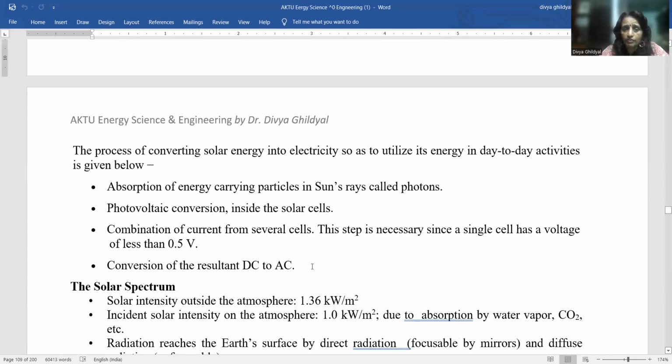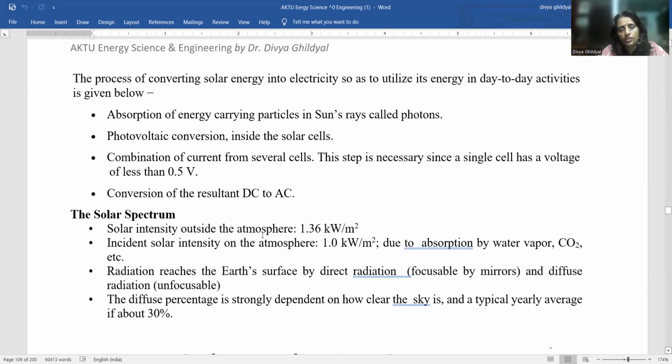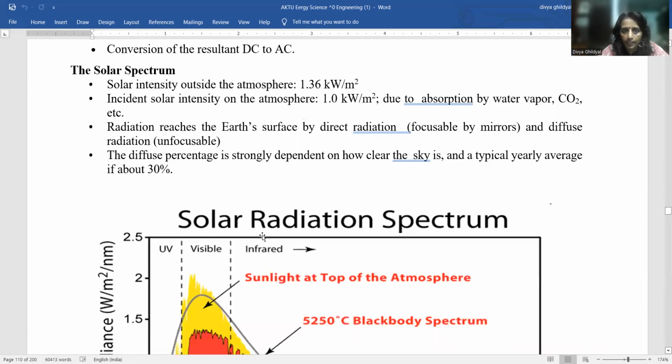The process of converting solar energy into electricity so as to utilize its energy in day-to-day activities involves: absorption of energy-carrying particles in the sun's rays, photovoltaic conversion inside the solar cell, combination of current from several cells, and conversion of direct current to alternating current.